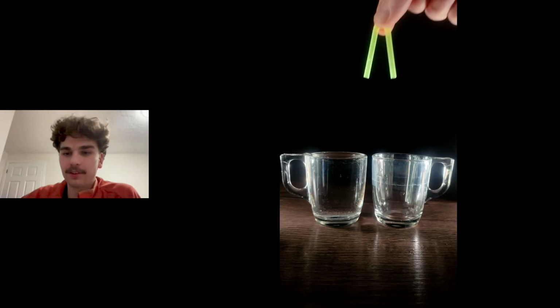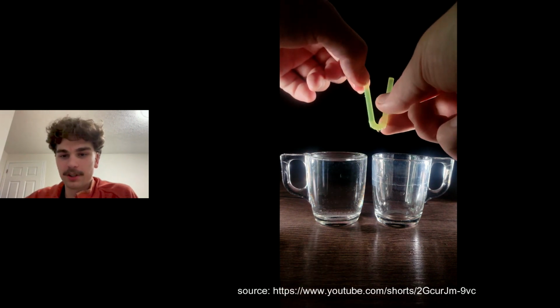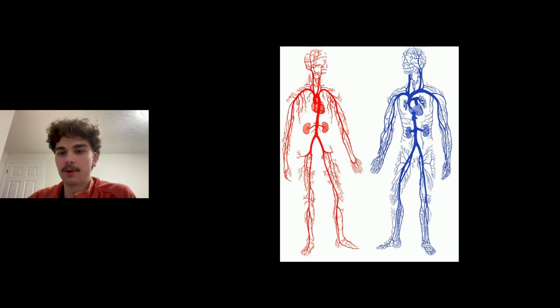Think of two glasses connected by a straw. Fluid moves only when there's a pressure difference. Blood works the same way. It moves from areas of high pressure to low pressure. Our arteries are high pressure systems, and our veins are low pressure systems.